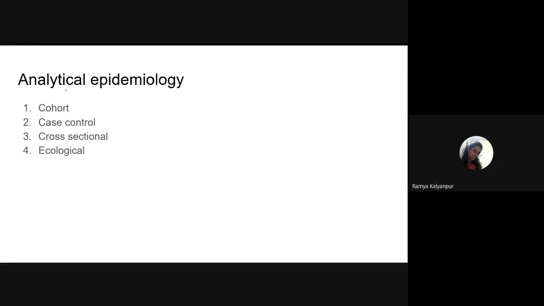Now, let me come to analytical epidemiology. This is also a type of observational epidemiology. In analytical epidemiology, different types are there: cohort studies, case control, cross sectional, and ecological. Don't get confused that cross sectional falls under descriptive. No. All these are different types of analytical epidemiology. And one more variety is there, called the nested case control study. It is also a type of analytical epidemiology. Now I'll tell you in detail about all this.